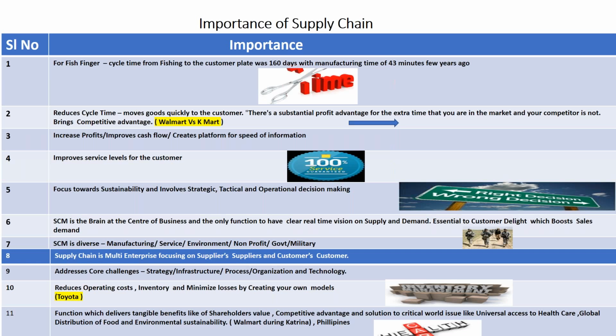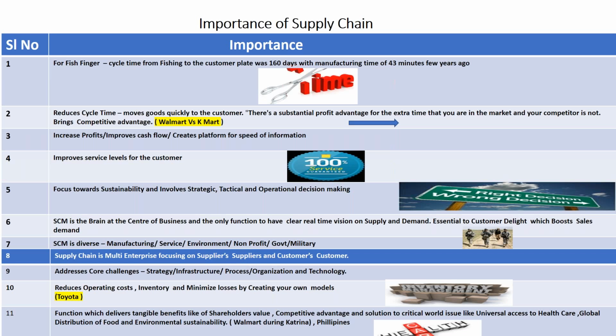And SCM is the brain at the center of the business and the only function to have clear real-time vision on supply and demand. See, earlier, as I already mentioned, it used to be a linear function, with integrated materials, linear mass production. Your capacity is 1000 units in a month, so keep on producing 1000 units a month and send it to the market. If it sells, it's fine. Otherwise, let it go to the warehouse or to the retailer. Next month again you produce 1000 units, and keep on doing this again and again till you reach disaster. It actually used to happen.